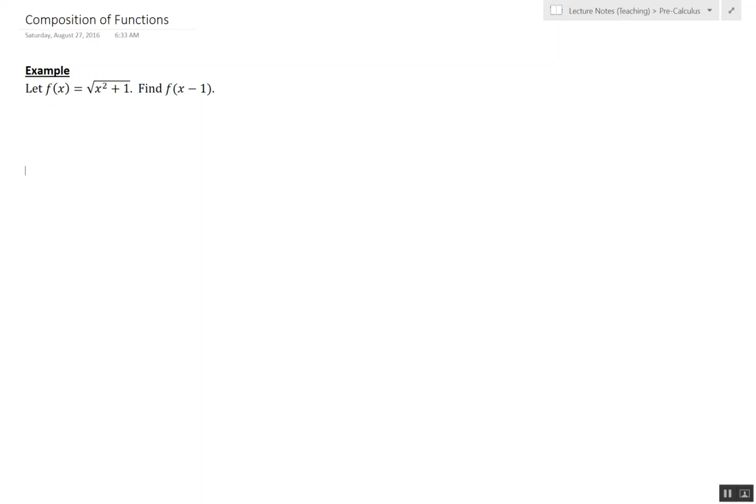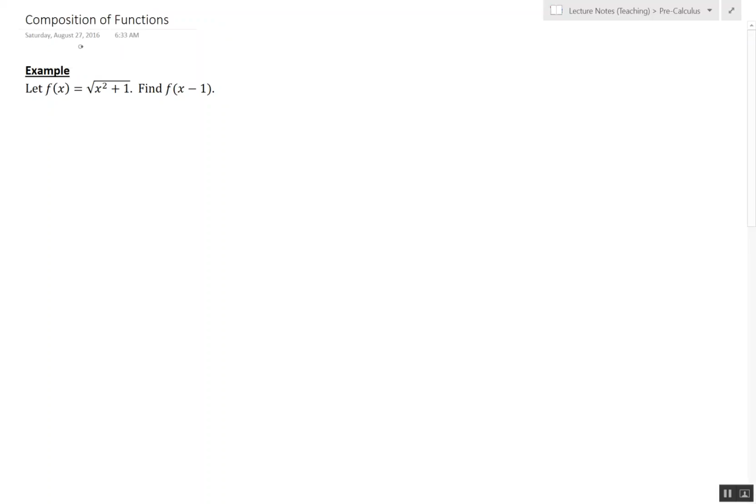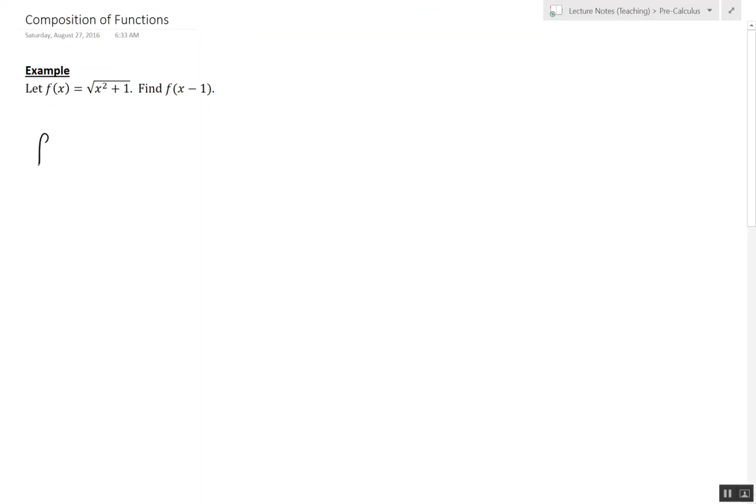So we're going to let f of x equal the square root of x squared plus 1, and we're going to evaluate this at the expression x minus 1. So let's do that. So f evaluated at x minus 1.